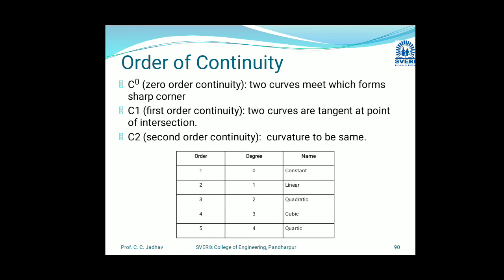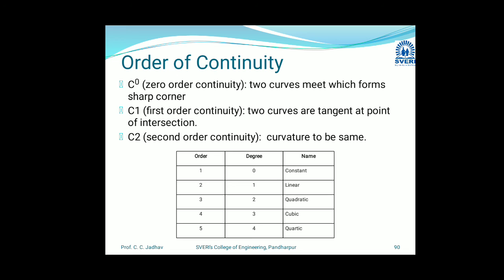Then we'll see the order of continuity. C0, zero order continuity, means two curves meet and form a sharp corner. C1, first order, means two curves are tangent at the intersection point. C2, second order continuity, means the curvature is the same. Here you can see a table with columns order, degree, and name. By using this order and degree we form different curves.